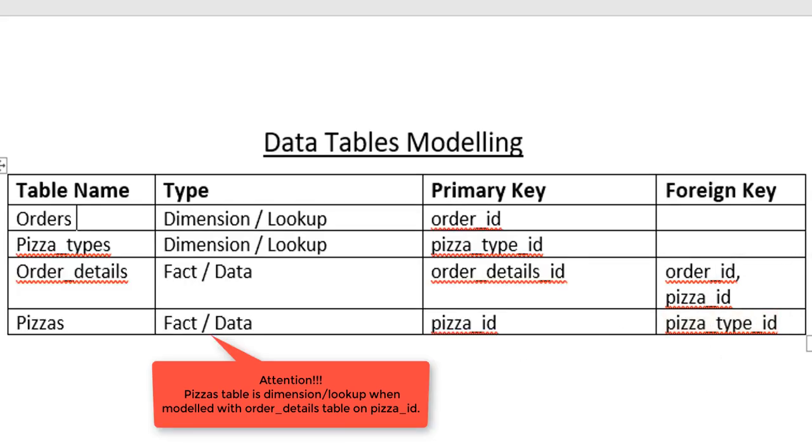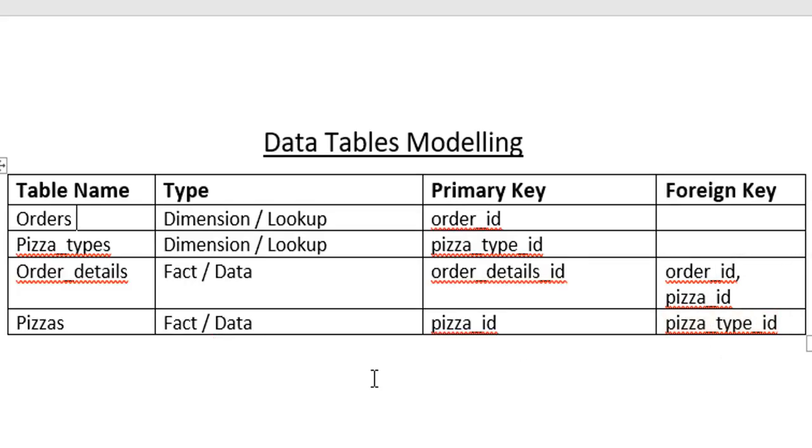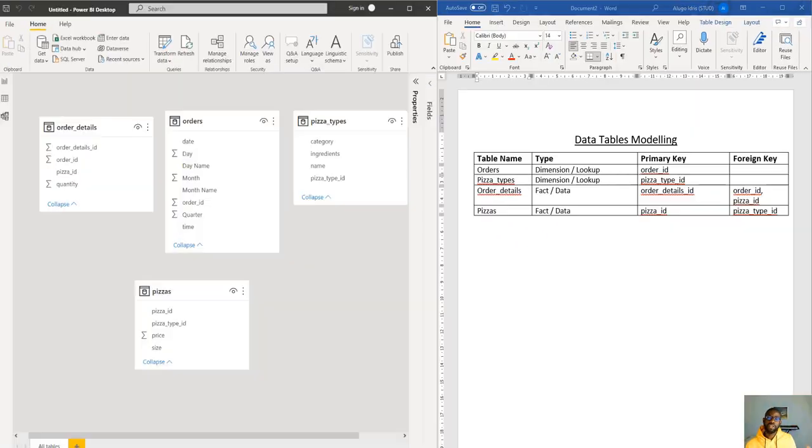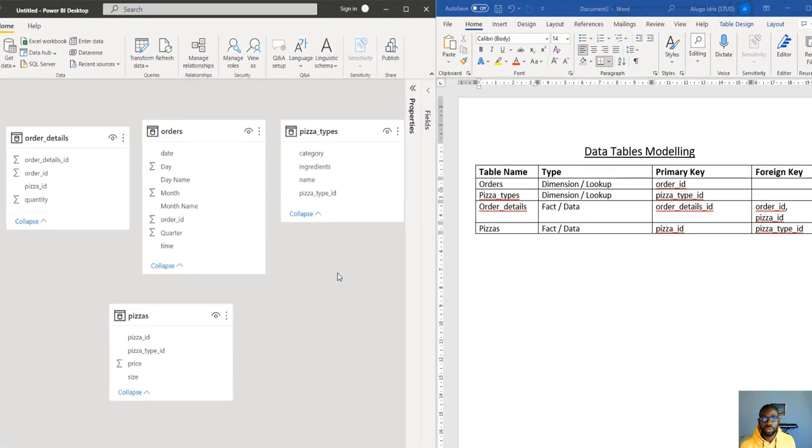Now that we have identified the keys in our tables and the type of tables that we are dealing with, we can go over to our model view in Power BI to model these tables together. Of course, we know that modeling is all about joining tables together, finding the relationship between tables, and that's exactly what we're going to do right here.